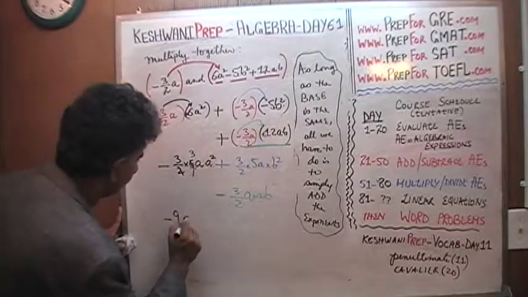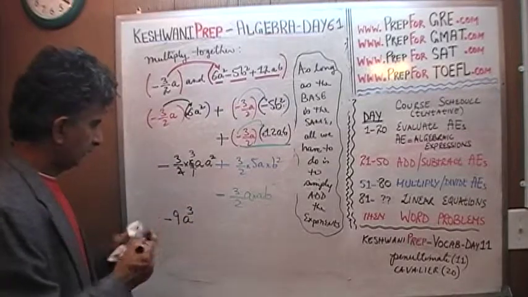A times A is A cubed. Oh, that takes care of that part. Let's move on to the blue one.